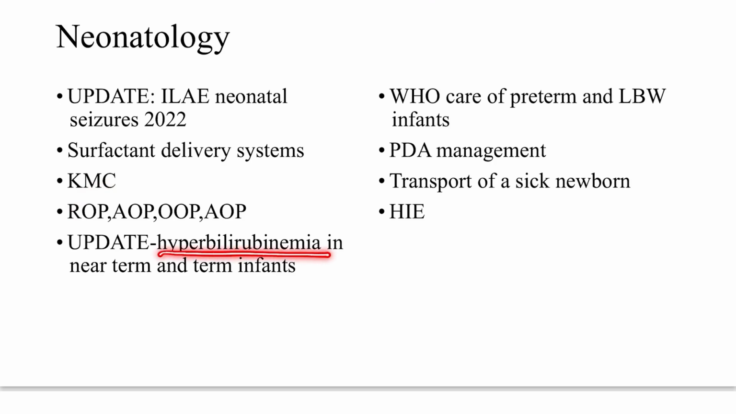Read the hyperbilirubinemia topic because I think this is the American Academy of Pediatrics update for near term and term infants for hyperbilirubinemia. Then WHO care of preterm and low birth weight infants. This looks like a very vague, broad topic, but again, this is a recent update. They have given these updates in 2022. So these are all areas that I feel will be concentrated on for the upcoming exam.